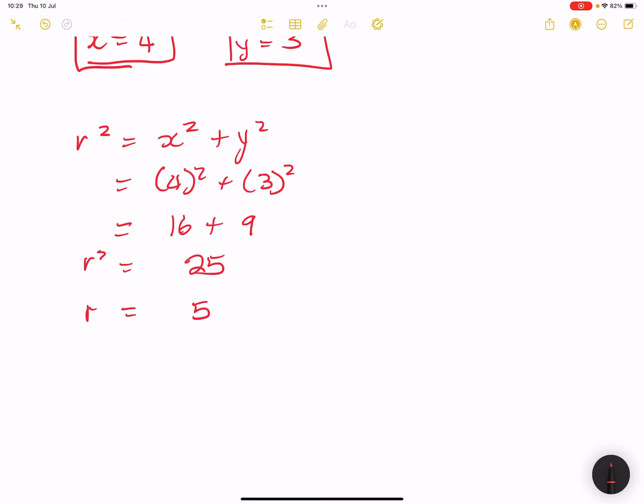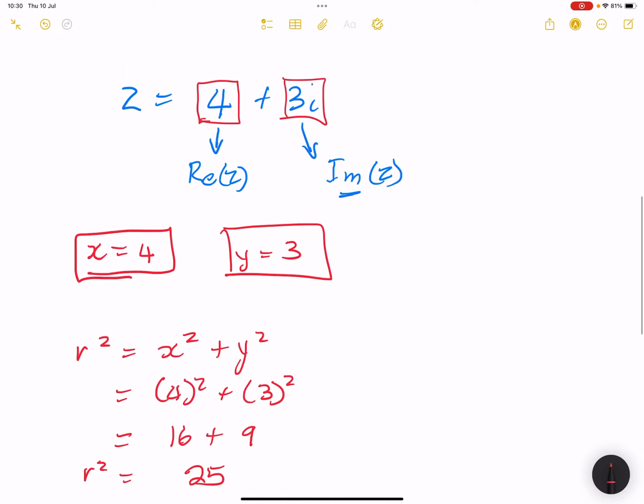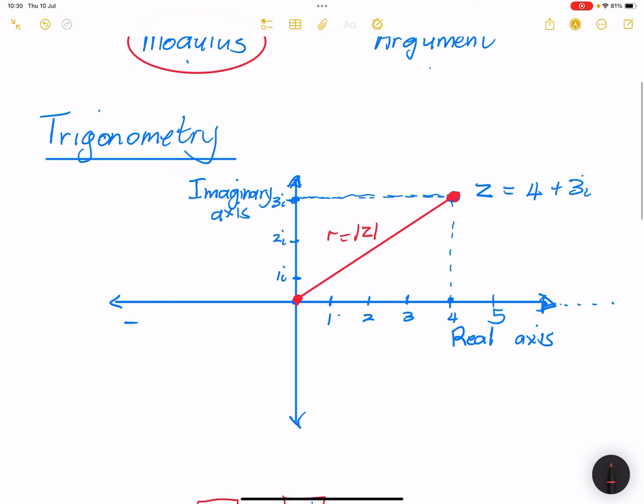Now, usually when we take the square root, we say plus or minus. But remember, I did say that the modulus, we will always take the absolute value, meaning that we always represent it as a positive value. So we can say that the modulus of z is equal to 5. Okay, right. So this is what it looks like. That is how you're going to determine the modulus. So simply put, it is just the distance from the origin to your complex number, to where you are going to have it on the Cartesian plane.